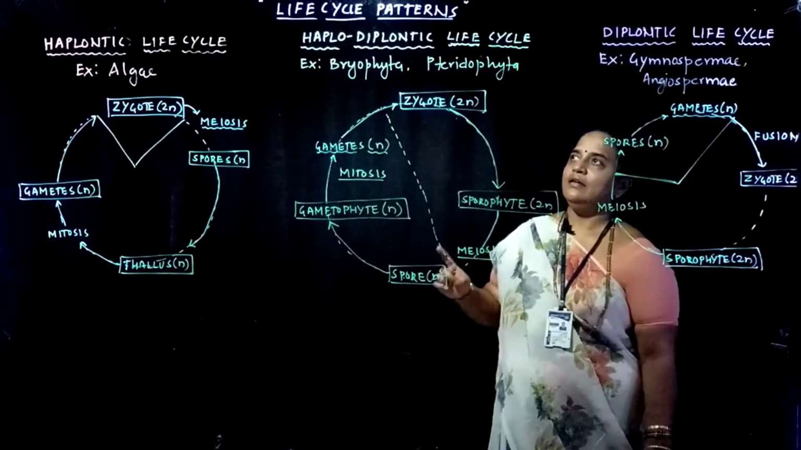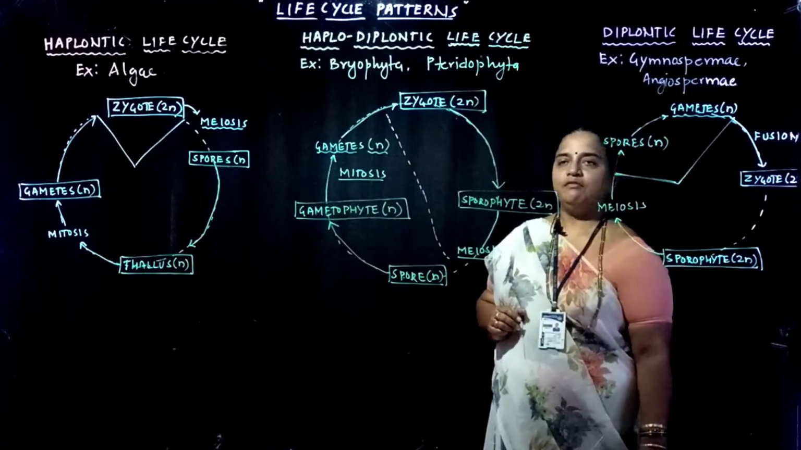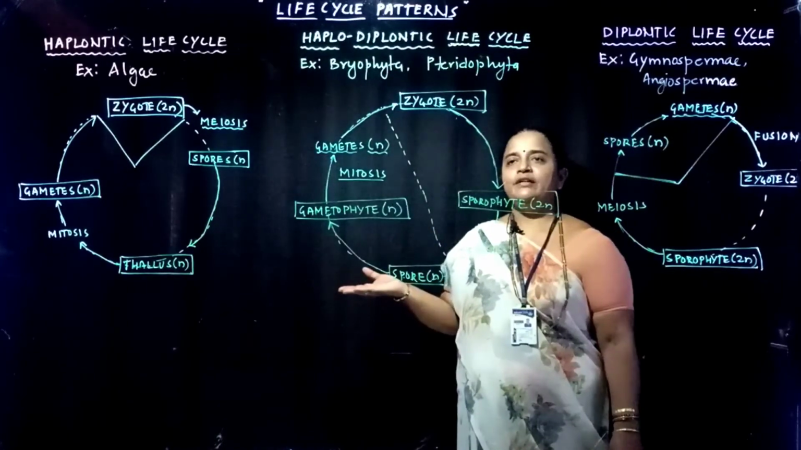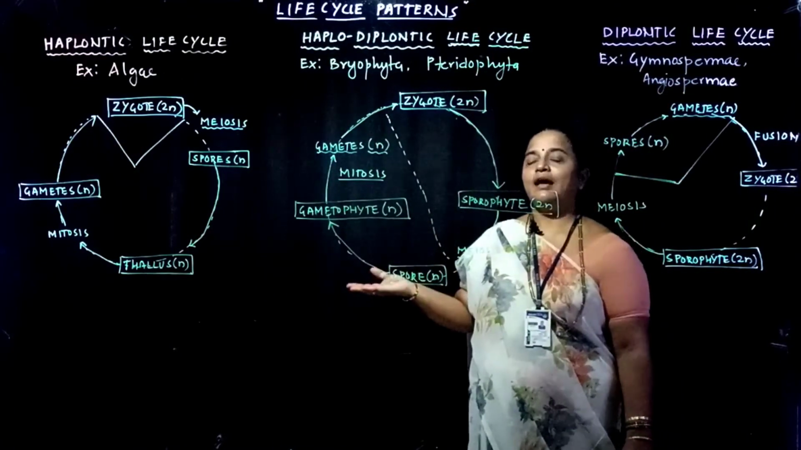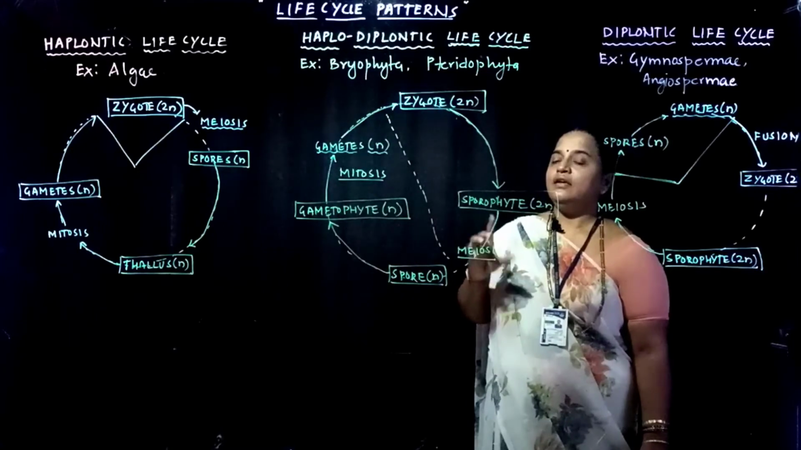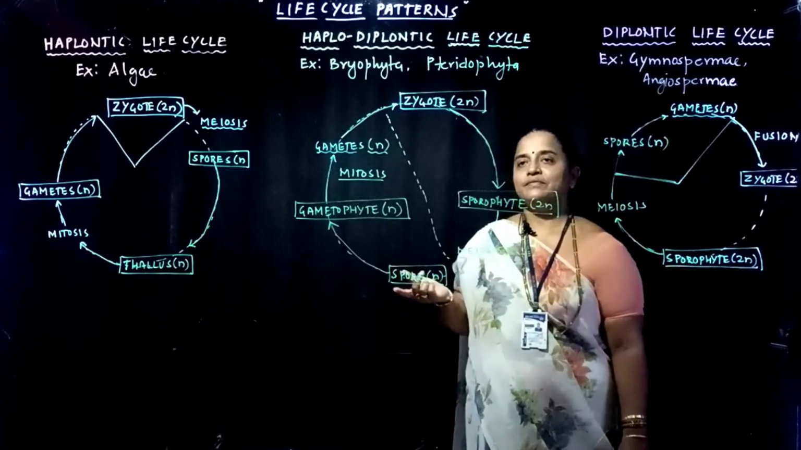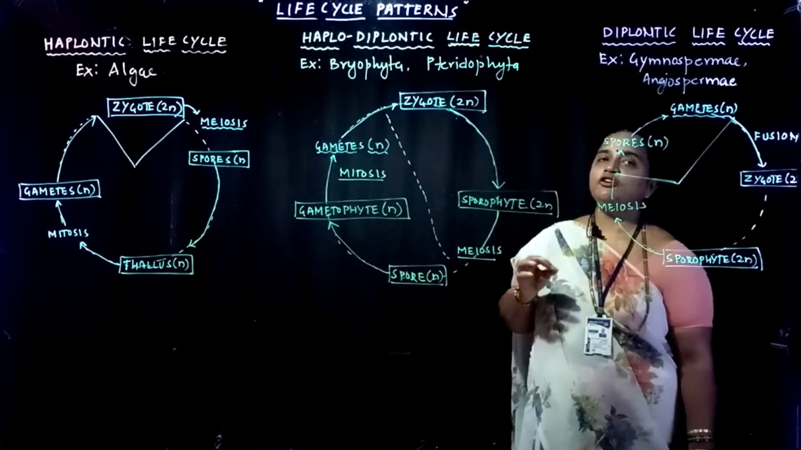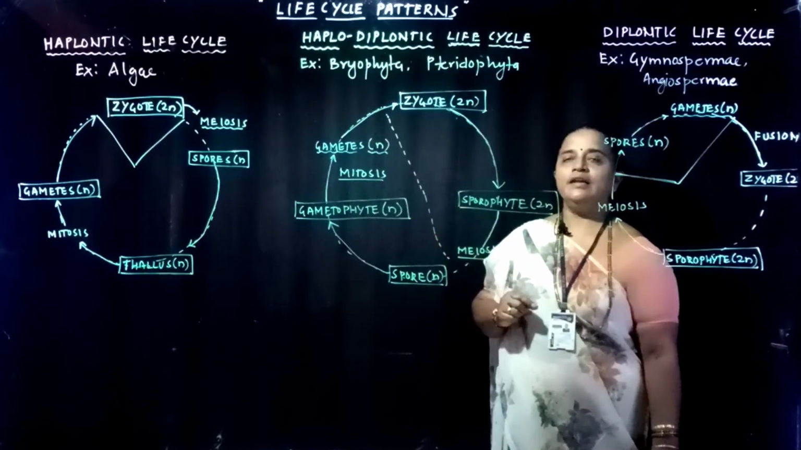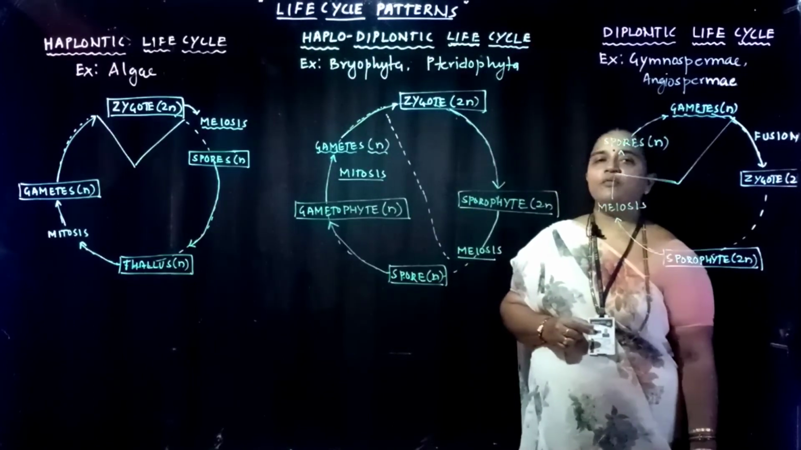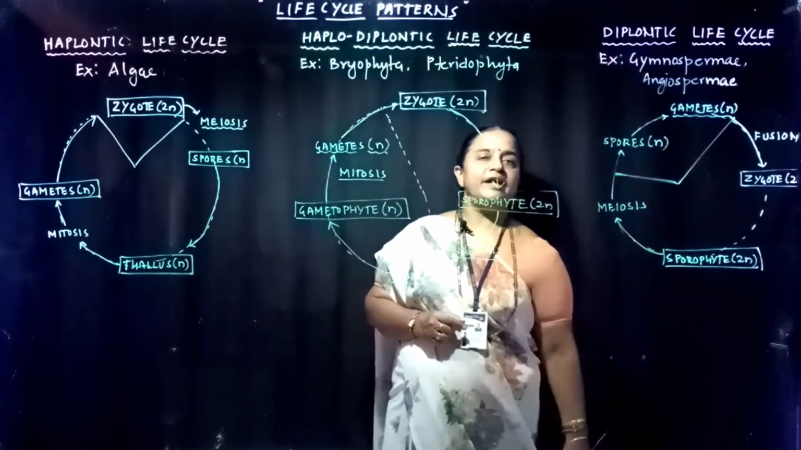Kingdom Plantae, let me complete by telling you 3 patterns of life cycle where haploid gametophyte alternates with diploid sporophyte, and diploid sporophyte alternates with haploid gametophyte. So here either post-zygotic meiosis or pre-zygotic meiosis occurs. There are 3 patterns we need to remember in Kingdom Plantae. Haplontic life cycle, which is observed in algae. Haplodiplontic life cycle, observed in Bryophyta and Pteridophyta, and diplontic life cycle, which we observe in Gymnospermae and Angiospermae.